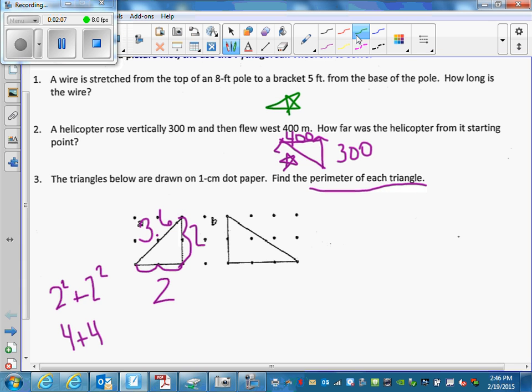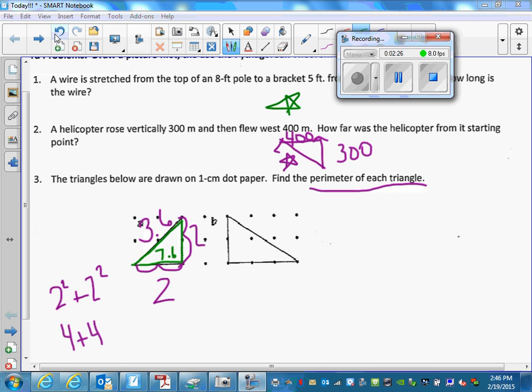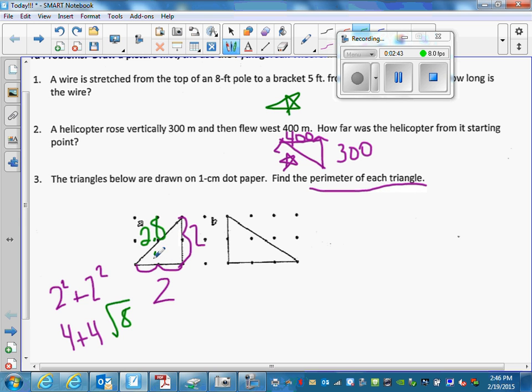Then for your final answer, you have to add them up. You would do 3.6 plus 2, and that would be 7.6. And I'm just kidding. Hold on. Okay, let's go back. The square root of 8 is 2.8. Thank you. I wrote 3.6. I meant 2.8. So square root of 8 is 2.8. So 2.8 plus 2 plus 2 is 6.8.